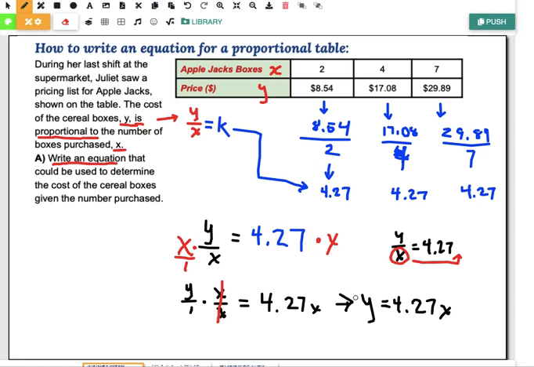So the answer to what we have there is Y equals $427 times X. And remember, if you're reading this right, Y is the cost. So the cost equals 427, and then X is the number of boxes. So the number of boxes times $427 will give you the cost. That's what that represents. Okay.